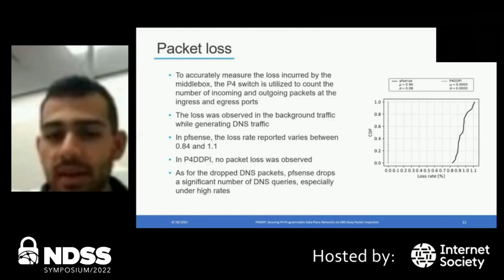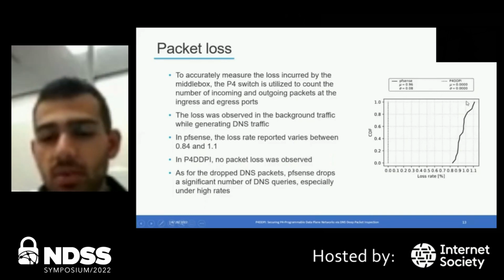And for the DNS packets, we noticed that increasing the rates in pfSense would significantly drop DNS queries. This is, by the way, the loss of the normal background traffic and not the DNS query.